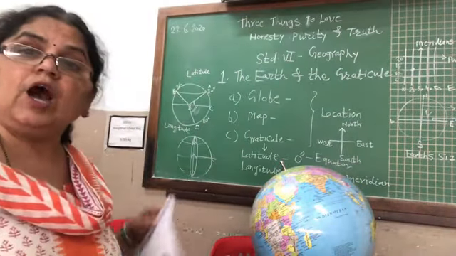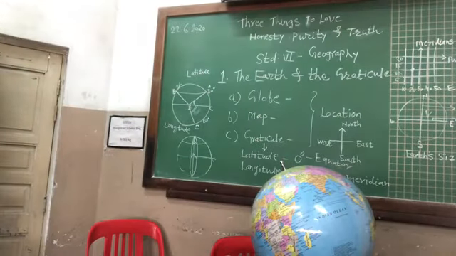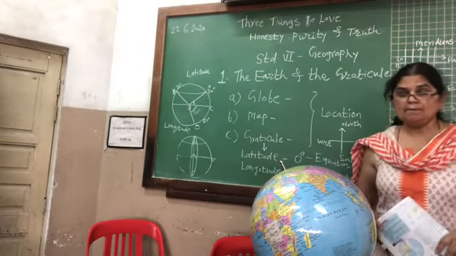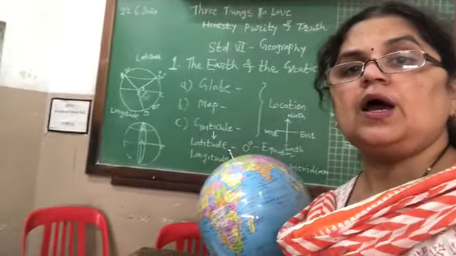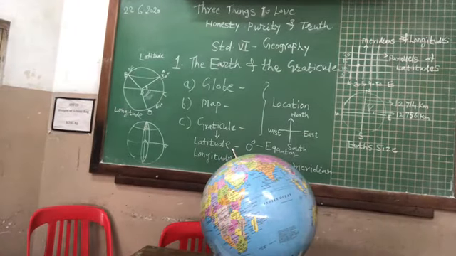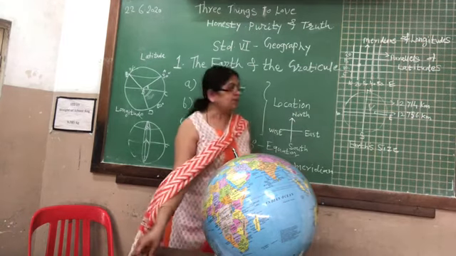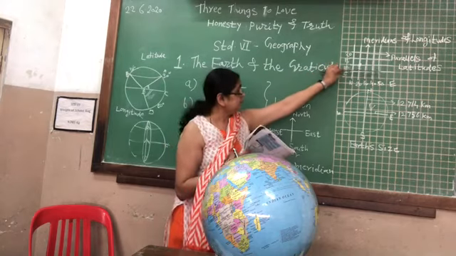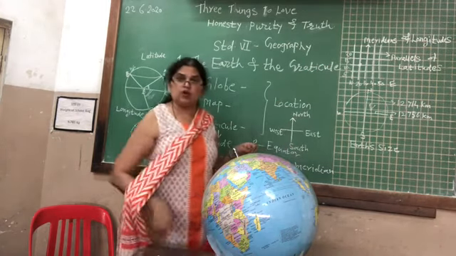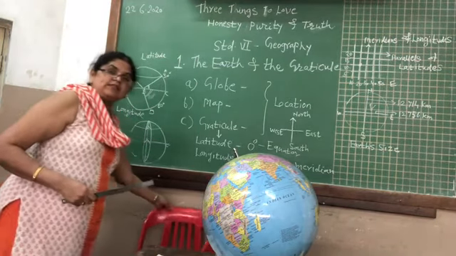Now let us study how to draw these important lines on the map: parallels of latitude and meridians of longitude. We have said the parallels of latitude and the meridians of longitude are the important lines on the earth. The meridians of longitude are the vertical lines, and the parallels of latitude are the horizontal lines. Now on the globe, or on the map, how will I draw these lines?